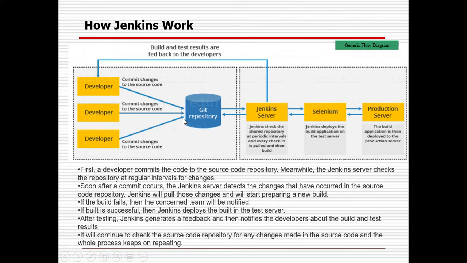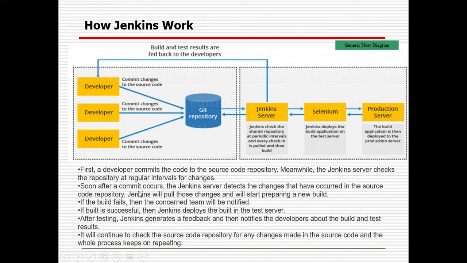So as per the diagram, what happened? First, a developer commits their code to the source code repository, which is available in Git. Meanwhile, the Jenkins server checks the repository at regular intervals for changes, because Jenkins is directly integrated with the Git repository. Whether you set it to 15 minutes, 30 minutes or 1 hour, it will check at every interval. In case Jenkins gets any commit, it will try to deploy the built application on the test server.